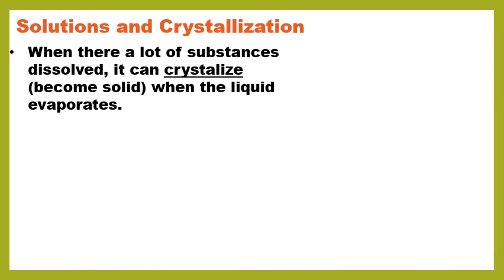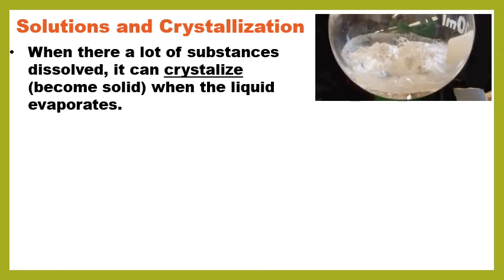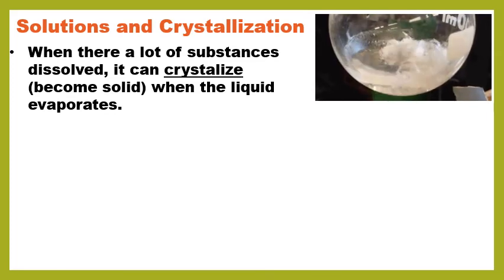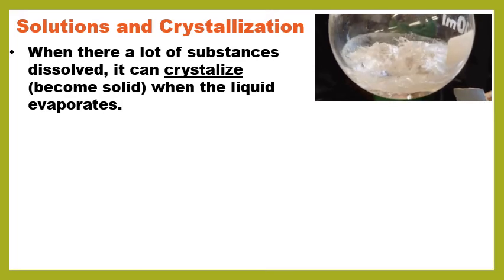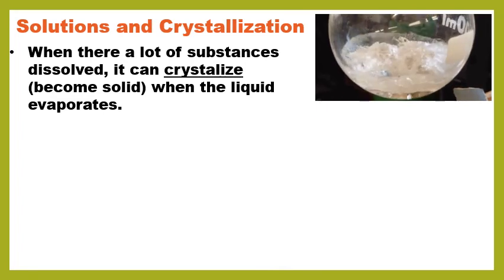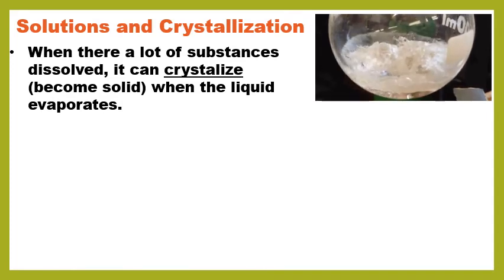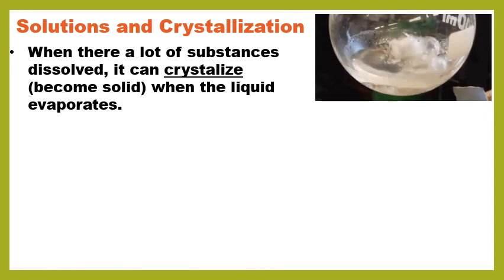Okay, so now that we've learned what exactly a solution is, we're going to learn about how minerals are made from crystallization. So when there is a lot of substances dissolved in a solution, it can crystallize or become solid when the liquid evaporates. So you'll see in the right-hand corner, here's a little GIF, and it kind of looks like it's freezing, but it's not, because I could actually stick my finger in there and see that it's a solid substance. I wouldn't, because I don't know what kind of chemical that is, but it's not just freezing, it's that dissolved substance becoming solid again.